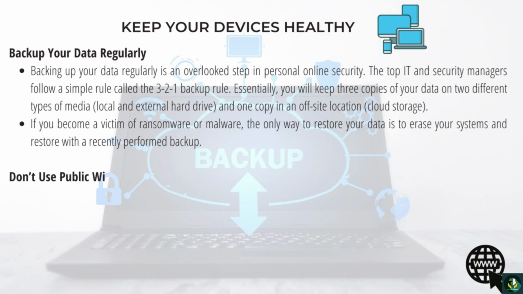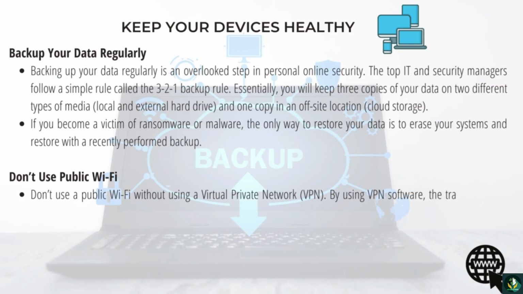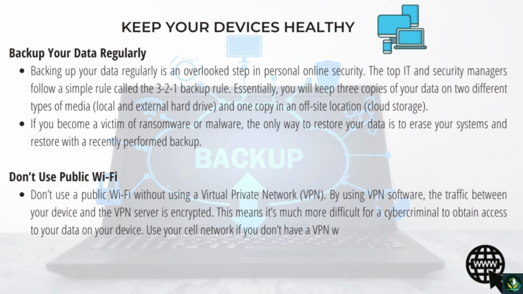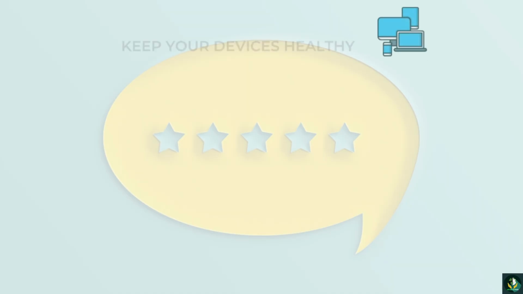9. Don't use public Wi-Fi. Don't use a public Wi-Fi without using a virtual private network or VPN. By using VPN software, the traffic between your device and the VPN server is encrypted. This means it's much more difficult for a cybercriminal to obtain access to your data on your device. Use your cell network if you don't have a VPN when security is important.